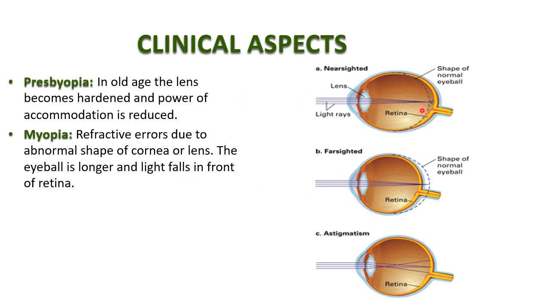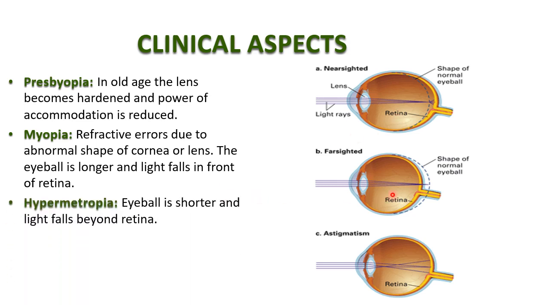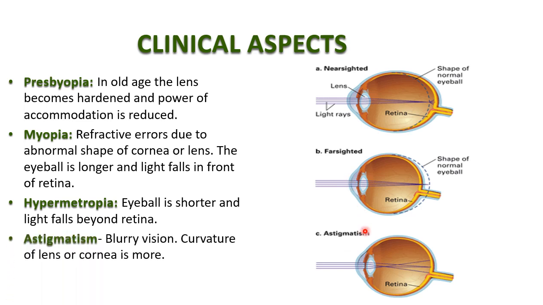So what happens in case of myopia, the eyeball itself is a little bit longer, and light falls in front of the retina. Okay, so because of that you will have only near vision, far vision you will not have. Whereas in hypermetropia, the eyeball is shorter and the rays pass beyond the retina. So you will not be able to see near objects. It is the opposite of myopia. Astigmatism is abnormal curvature of the cornea or lens, and it also leads to blurry vision.